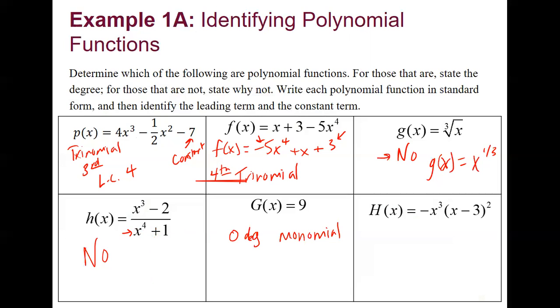Okay. H of x, is it a polynomial? Yes, it's a polynomial. Is it in standard form though? No. So we would have to get this in standard form. In order to get this in standard form, we would have to FOIL. And if we FOIL the first one, we get x squared minus 6x plus 9. And then we would have to distribute.